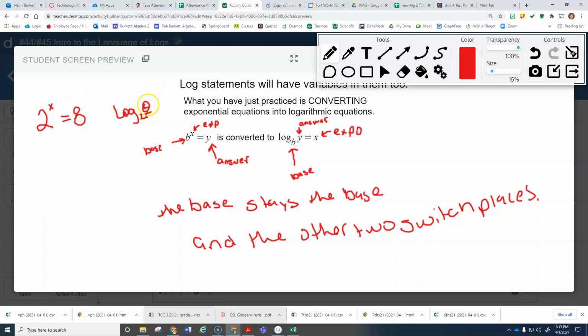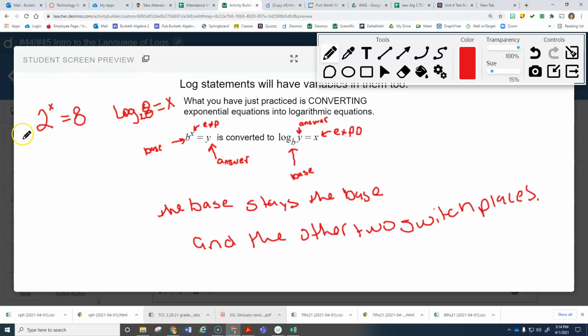The 8 becomes part of the problem, and the exponent becomes the answer. Okay, so the answer moves in and becomes part of the problem, and then the exponent becomes the answer.